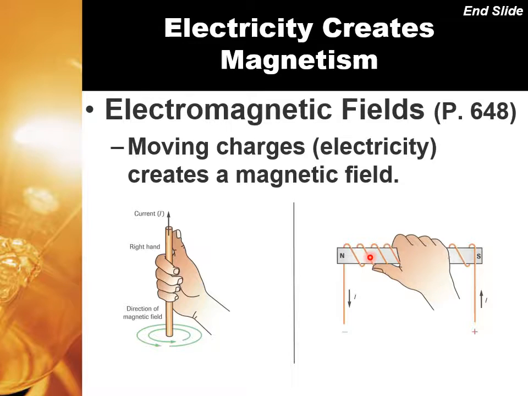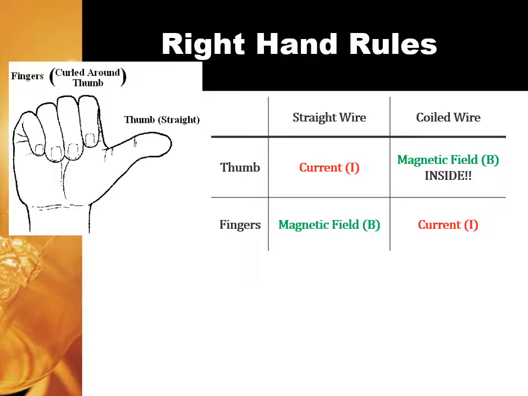Now the magnetic field is pointing out this end, and the magnetic field always points out of a north. So that's why we have a north pole over here and a south pole over there. So with these two right-hand rules, we're going to remember that the thumb always follows whatever's straight, and the fingers follow whatever's curled. So for a straight wire, your thumb follows the current because that's what's straight, and your fingers follow the magnetic field because that's what's coiling around the wire.